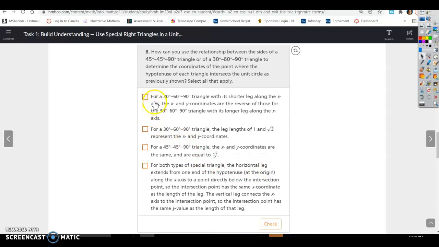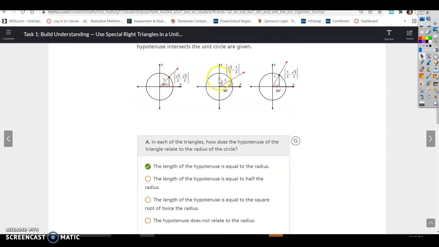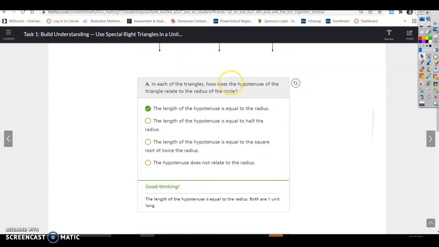All right, so the first one says for a 30, 60, 90 triangle with its short leg along the x-axis, the x and y coordinates are the reverse of those for the 30, 60, 90 with the longer leg. Yes, okay, so that's what we just said a second ago. If you look at the two here, these are just reversing your x and y coordinate. So that's what that's saying.